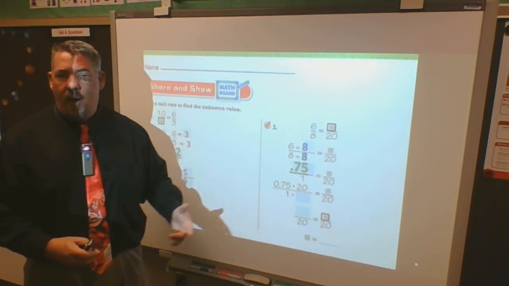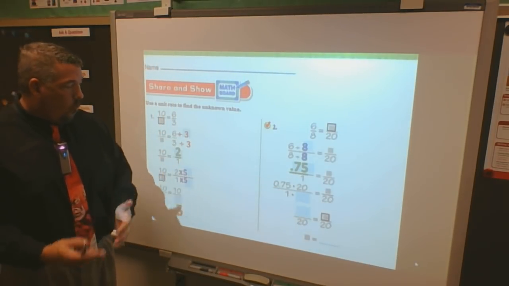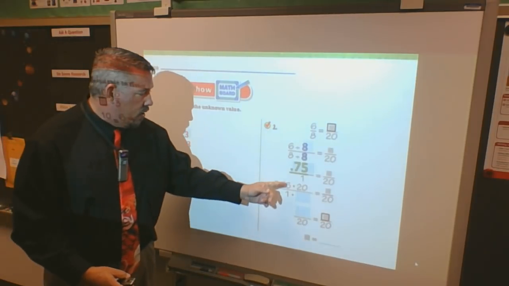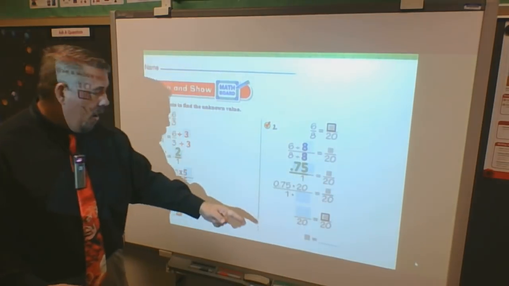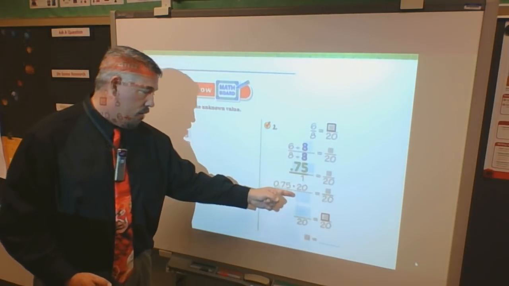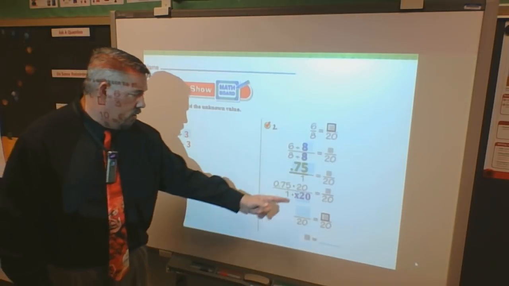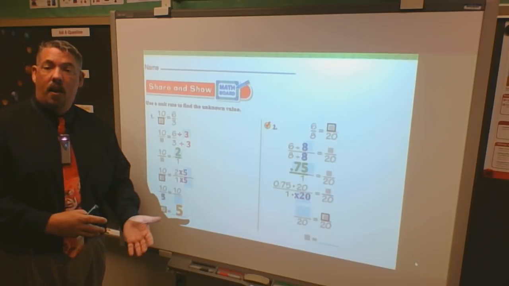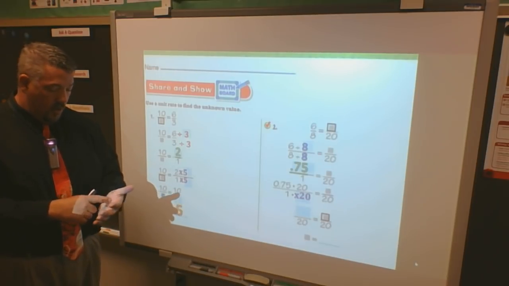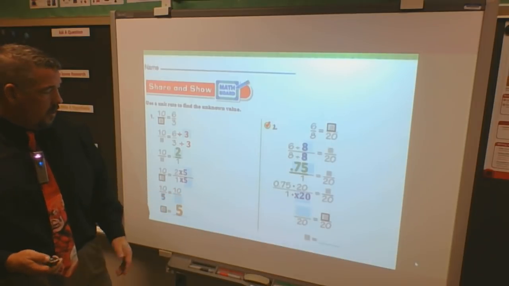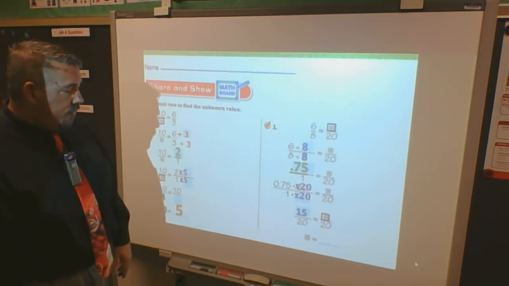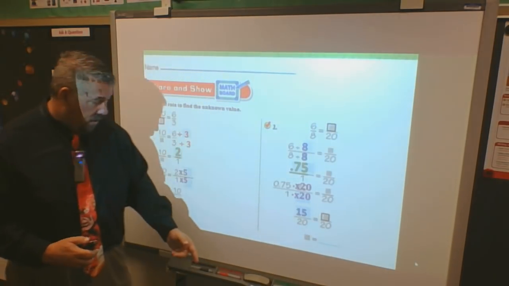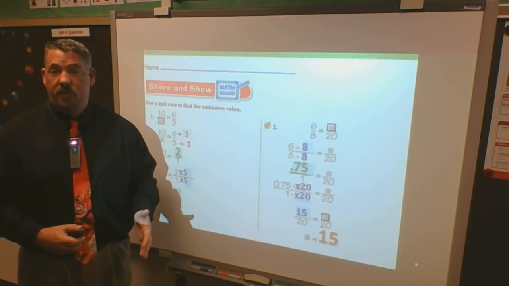So if I have 0.75 or 75 hundredths over 1, and I need a denominator of 20, then I know I can go from 1 to 20 by multiplying by 20. So if I multiply my denominator by 20, then they tell you, well, you would be multiplying your numerator by 20 as well. Then I pick up my handy dandy calculator, take 20 times 0.75. That's going to give me an answer of 15. So if I have 15 20ths, I know my gray box that's missing is going to be an answer of 15.